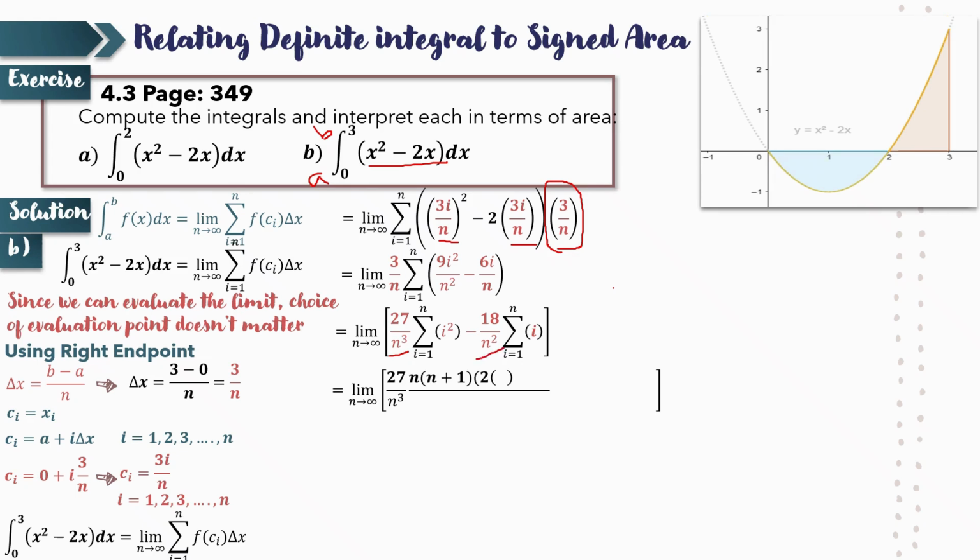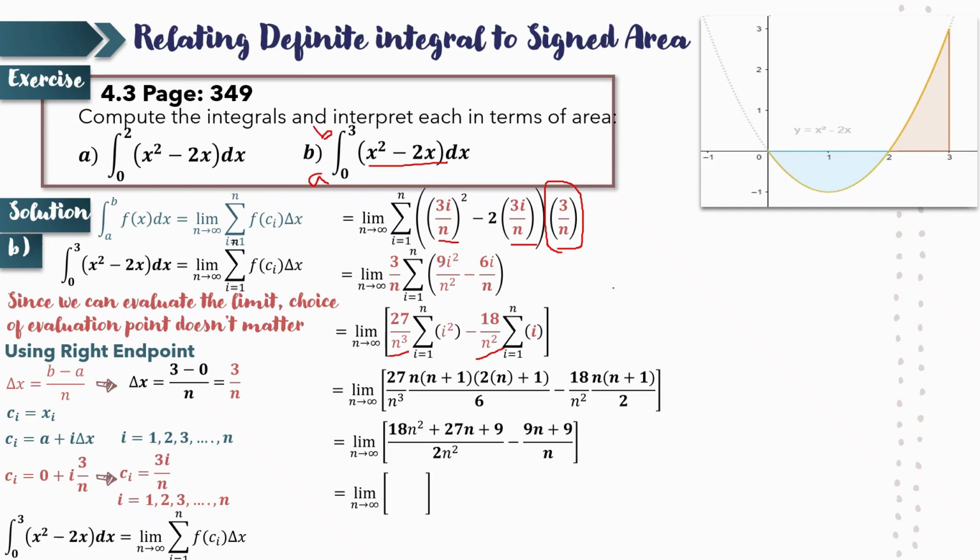Now you will apply the rule for i square and i, the summation of the first n positive integers, also the summation of the squares of the first n positive integers. The formula is n into n plus 1 into 2n plus 1 by 6. Also we have applied n into n plus 1 by 2. Once you open the bracket, you will get the function like this. If you want, you can simplify further, but otherwise you can distribute the limit.